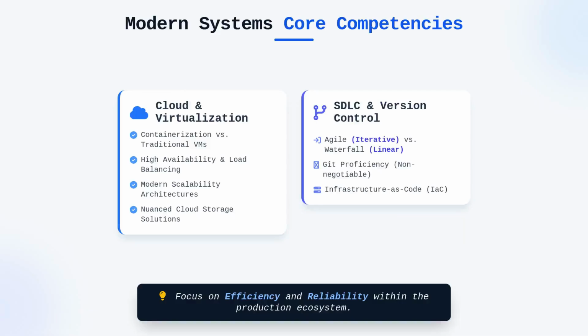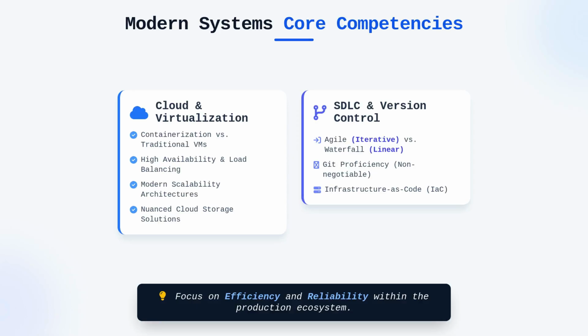The shift toward cloud infrastructure and virtualization adds another layer of complexity that you must now internalize as a core competency. We examined how cloud delivery models and containerization differ from traditional hardware-bound virtual machines, forming the backbone of modern scalability. Understanding high availability, load balancing, and the nuances of cloud storage is no longer optional for a systems professional.